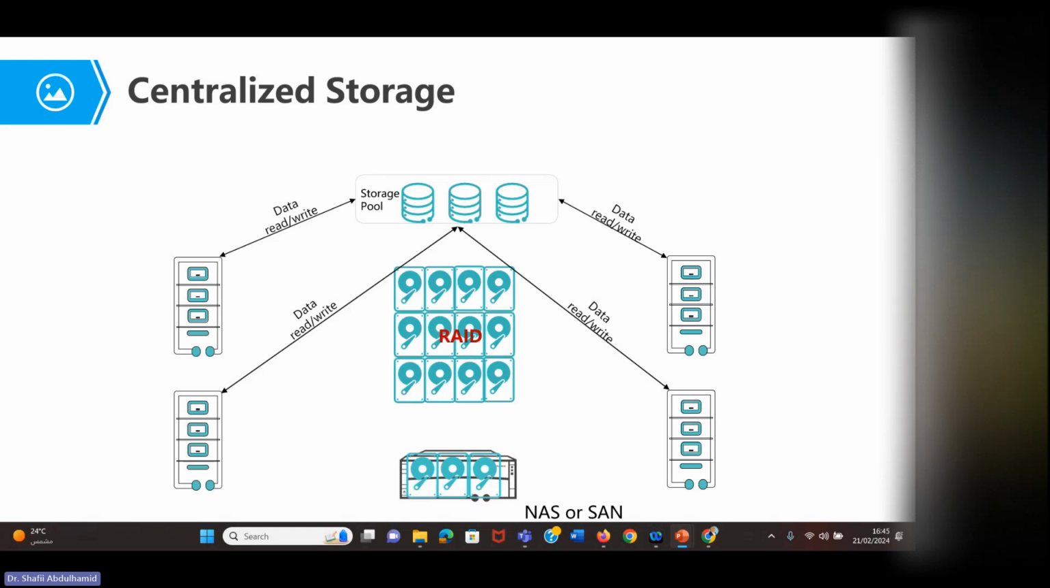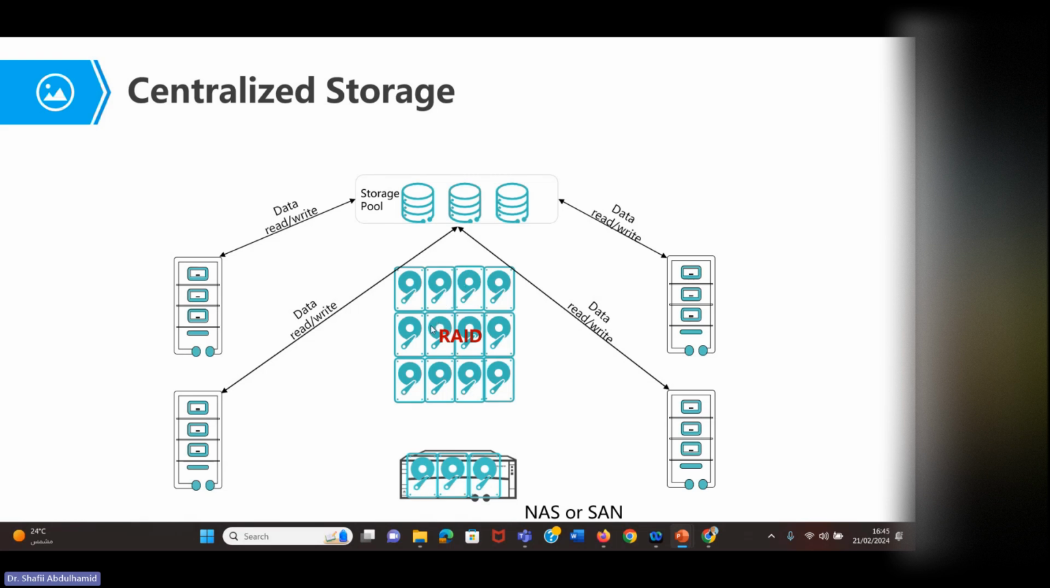If you look at the RAID here, you can see that we have different servers that are connected to the storage pool. All these servers can read from and write to the storage pool. The storage pool interacts directly with the physical storage, which is connected using a RAID service.